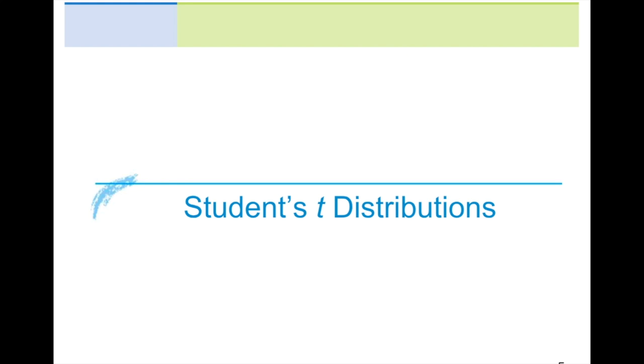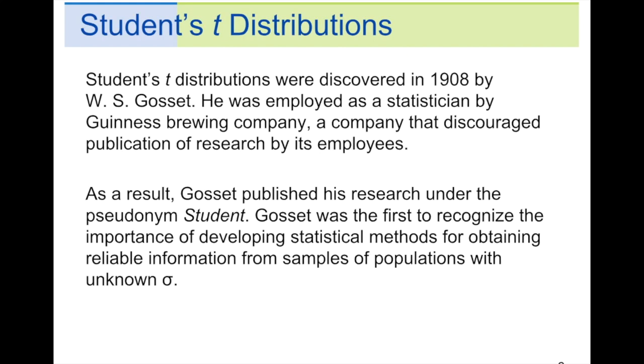Student's t-distributions. Student's t-distributions were discovered in 1908 by W.S. Gossett. He was employed as a statistician by Guinness Brewing Company, a company that discouraged publication of research by its employees. As a result, Gossett published his research under the pseudonym Student. Gossett was the first to recognize the importance of developing statistical methods for obtaining reliable information from samples of populations with unknown sigma.